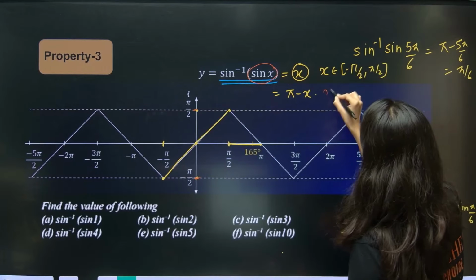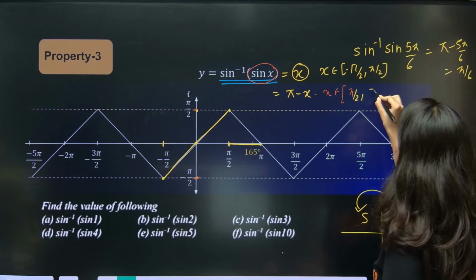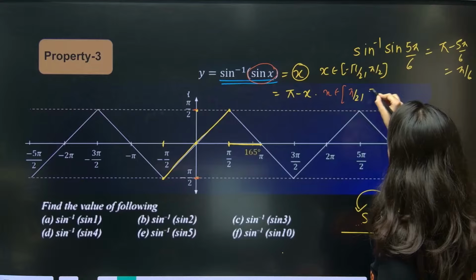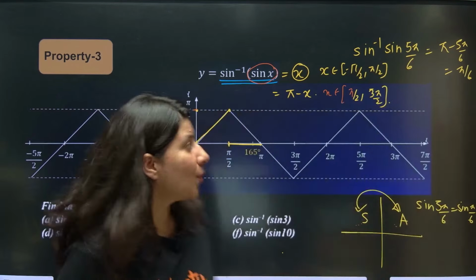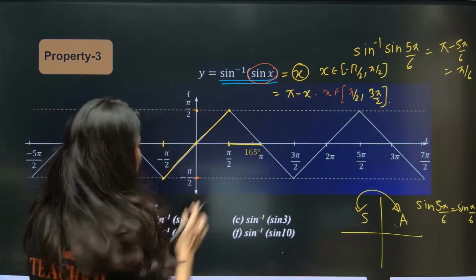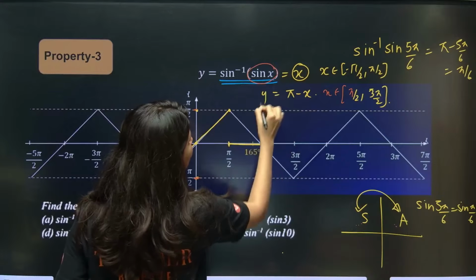And this is for x belongs to second quadrant, which is pi by 2, and third quadrant also, which is pi by 2 to 3 pi by 2. With a single operation, I am talking about second quadrant. So this graph will be pi minus x. Y is equals to pi minus x.